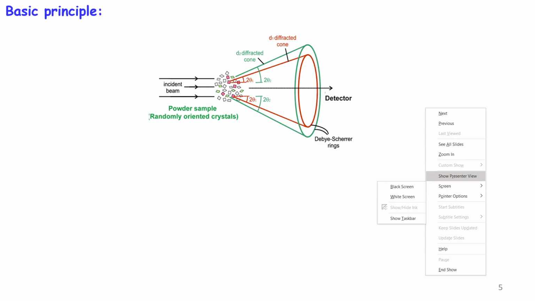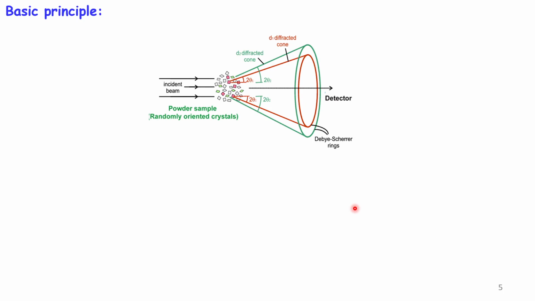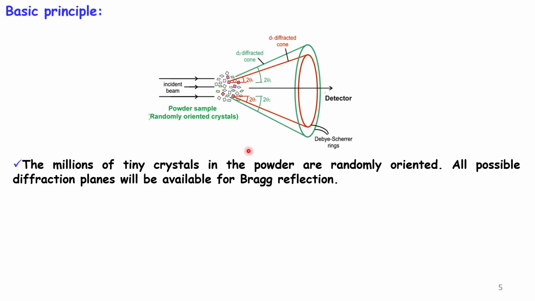Here we are going to see the basic principle of the powder method. We know that the powder material consists of millions of tiny crystals, and these tiny crystals in the powder are oriented randomly. Now you can say that these crystalline planes also act as diffraction planes, and all possible diffraction planes will be available for Bragg's reflections.